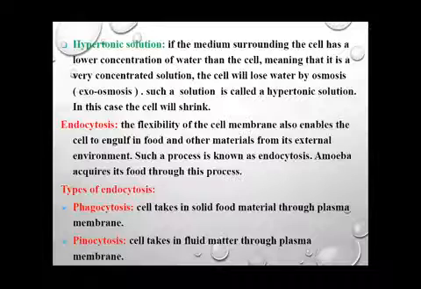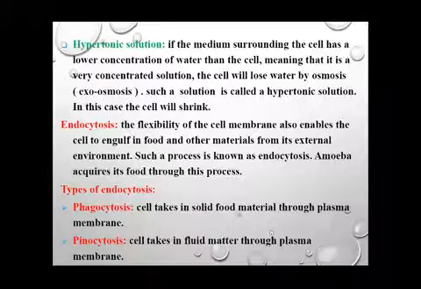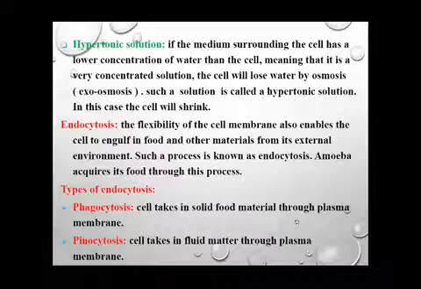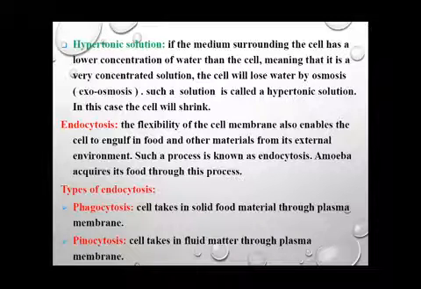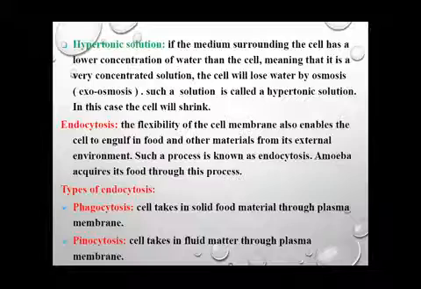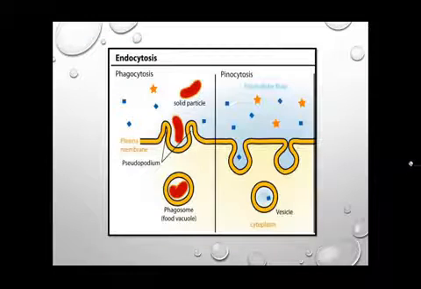So the endocytosis can be of two types. It can be phagocytosis, it can be pinocytosis. Whenever a solid food material is taken inside the cell through the plasma membrane, that process is known as phagocytosis, and whenever fluid material is taken inside the cell, it is known as pinocytosis. So let us understand it with the help of a diagram.